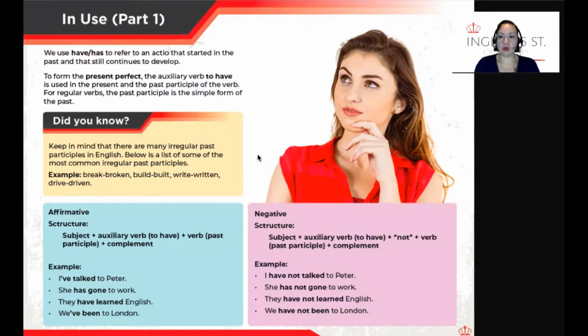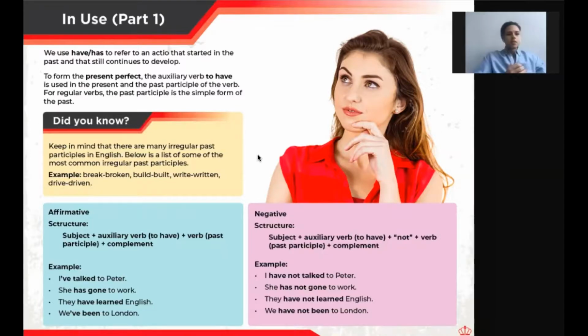Very good. Okay, what about the negative structure, Roman? Okay, negative structure. Subject plus auxiliary verb to have plus not plus verb in past participle plus complement, and the examples are I have not talked to Peter. She has not gone to work.